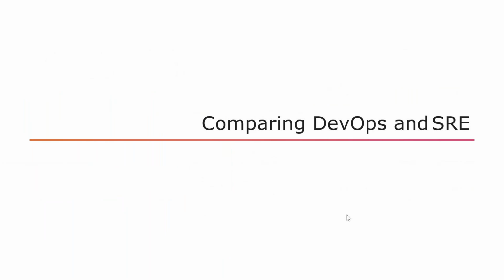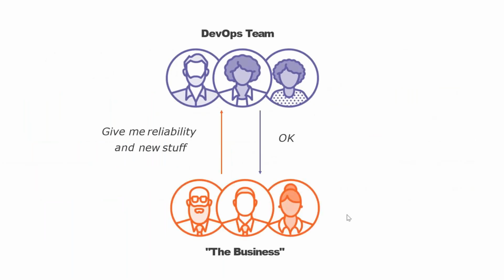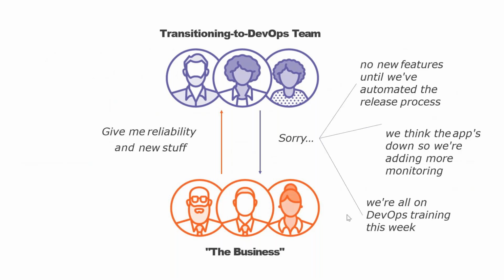Now, if you compare DevOps versus SRE, as I told you last time, in DevOps you have all the team members as part of one team, whether you are dev, QA, or operations. And the business is asking, hey, give me both things: give me the reliability and the new stuff together. The DevOps team says, okay, I'll try to give it to you. But at the same time, you know what happens? Transforming into a DevOps team is very challenging.